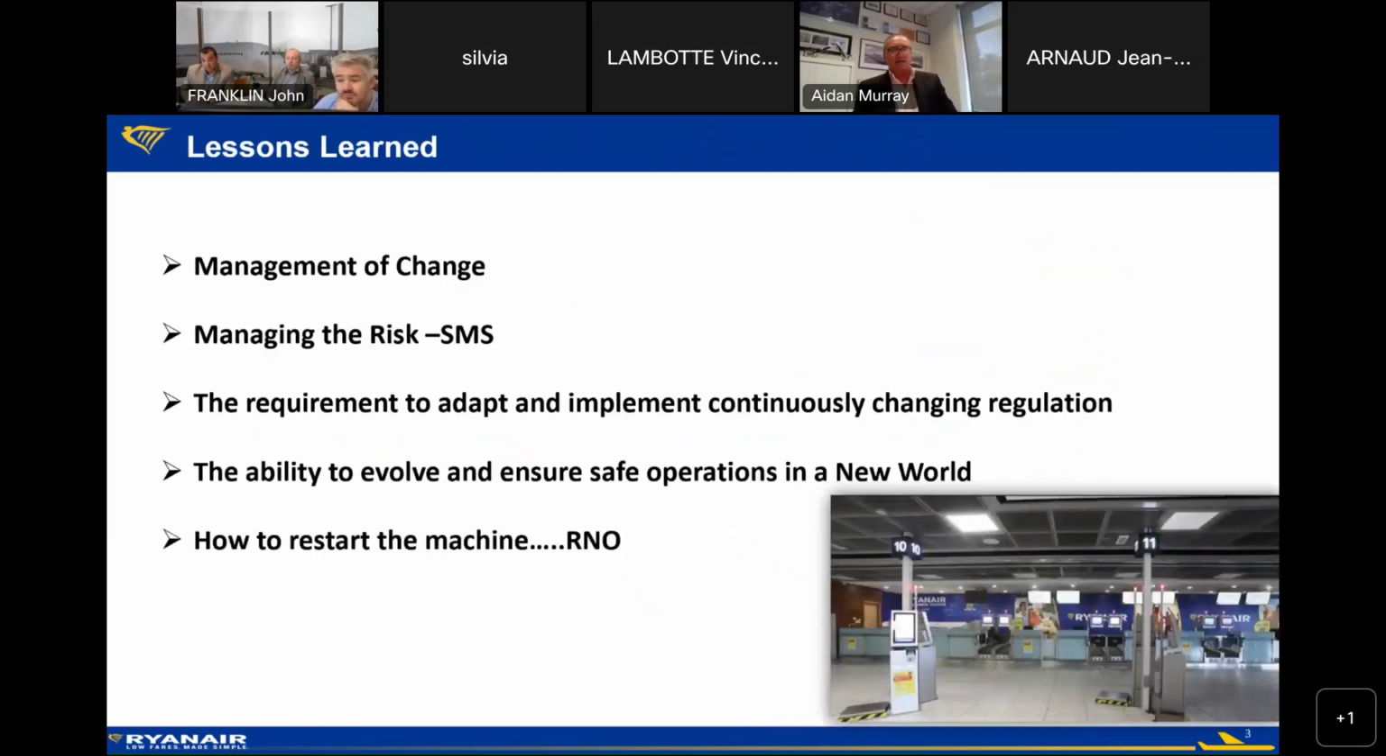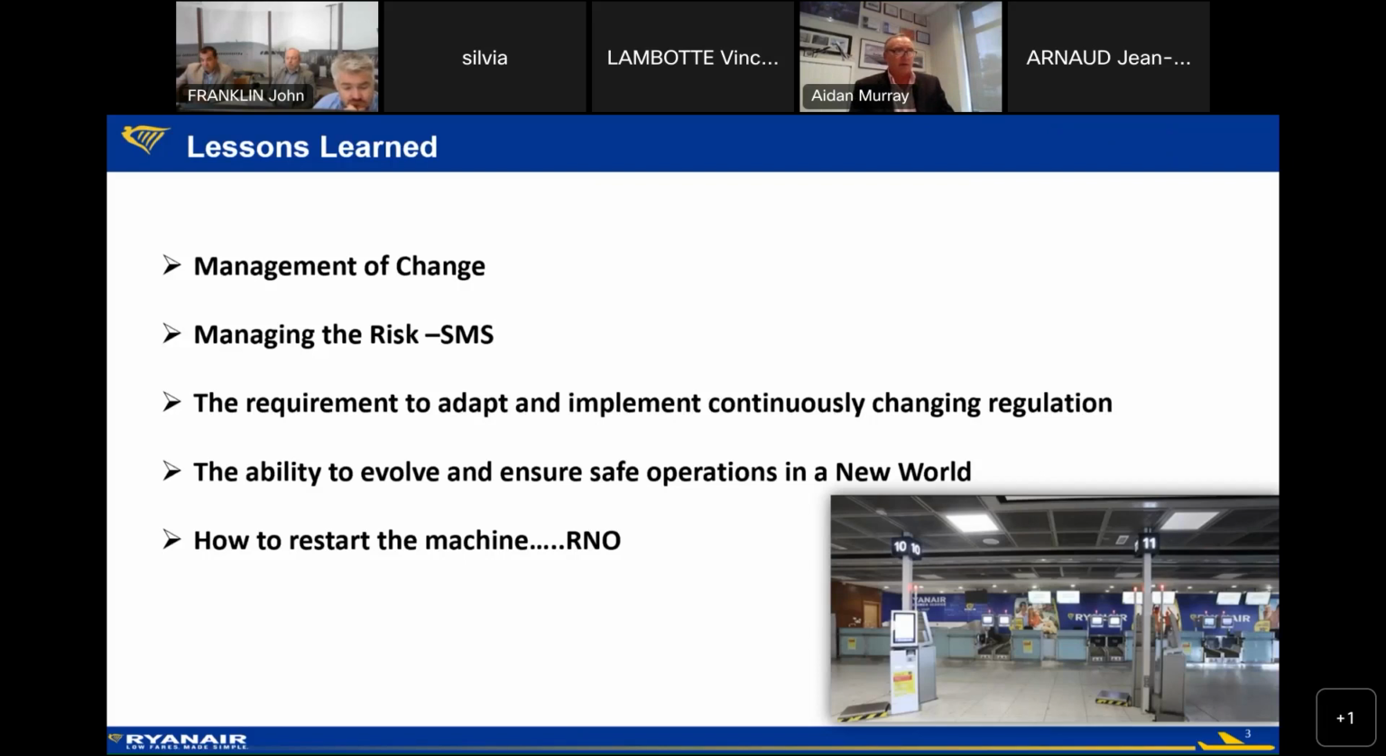So what have we learned over the last 2 years? Well, we've learned that change management is now pivotal in how we do our business here. Everything that happens within the organization is completely underpinned by the management of change processes we use. That, together with the other pillar of the organization, our safety management system, and how we manage the risk. The hazards kept changing for us over the last 2.5 years.